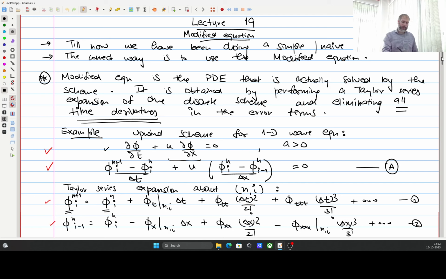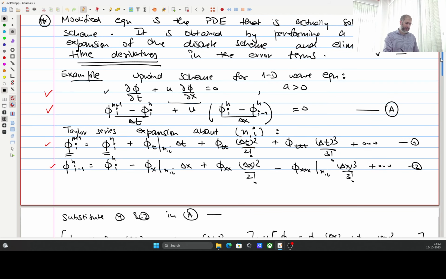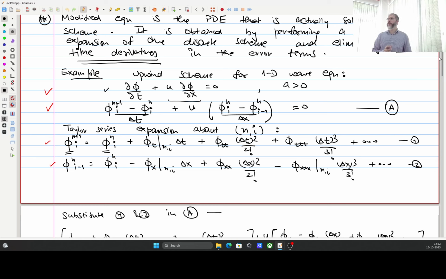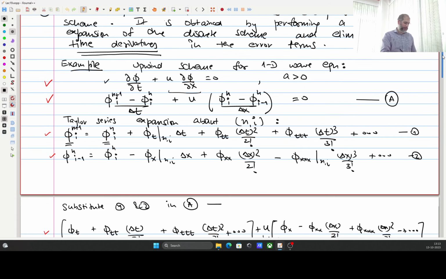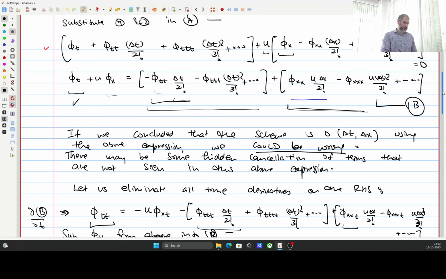So we derived the modified equation. We are doing this analysis for the 1D wave equation, but it can be done for any equation and any given discretization. We used the upwind discretization, and after applying the Taylor series expansion about n comma i, we get an equation which looks like this, equation B.